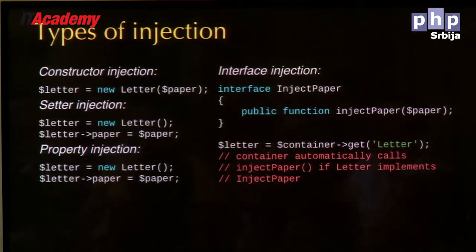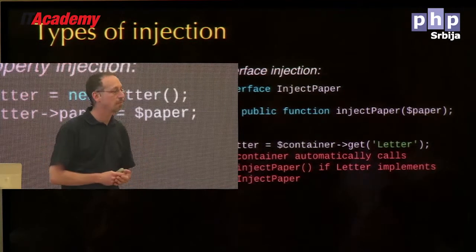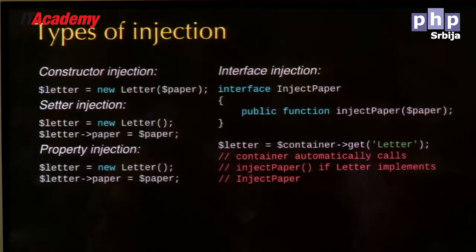So interface injection, you have some sort of interface. Here we've got one called injectPaper, which has a method called injectPaper, because I'm not very imaginative. And then if my letter implements injectPaper, then I know that the injectPaper method exists, and I can do automatic collection of a paper and collect it into my letter from my container.